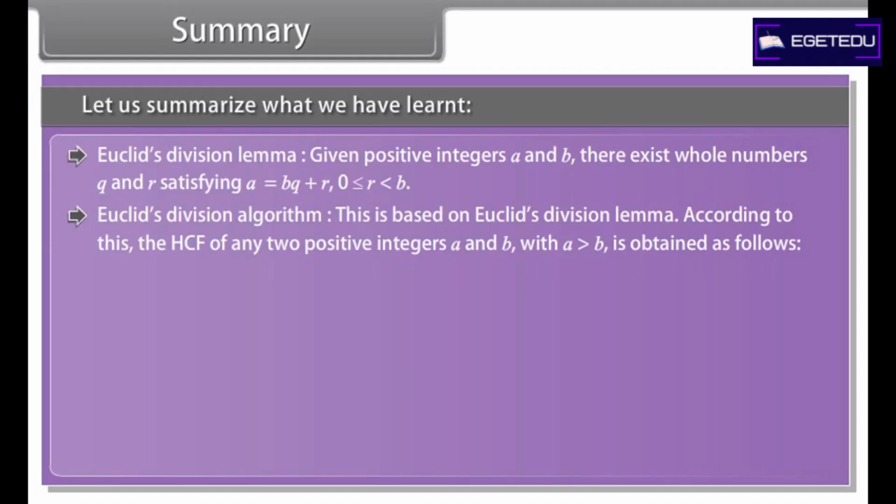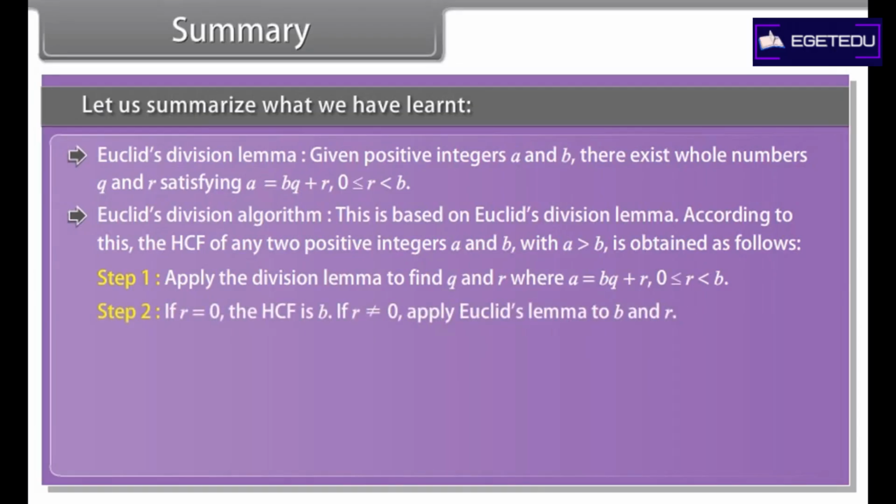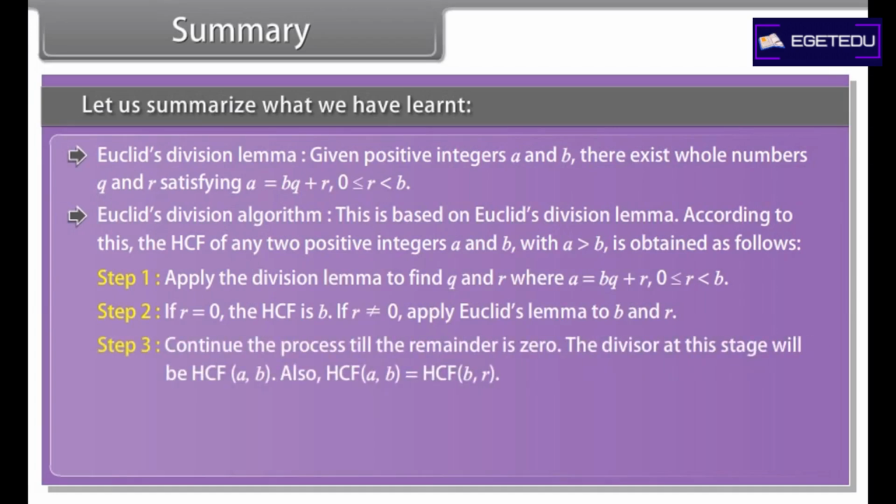Summary. Let us summarize what we have learned. Euclid's division lemma: given positive integers a and b, there exist whole numbers q and r, satisfying a = bq + r, 0 ≤ r < b. Euclid's division algorithm is based on Euclid's division lemma. According to this, the HCF of any two positive integers a and b, with a greater than b, is obtained as follows.